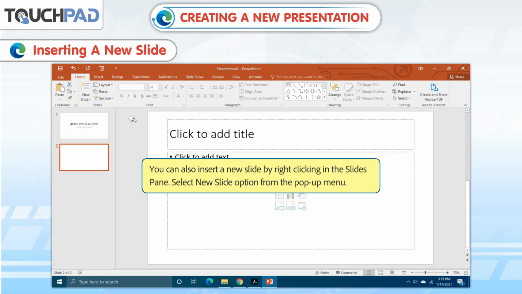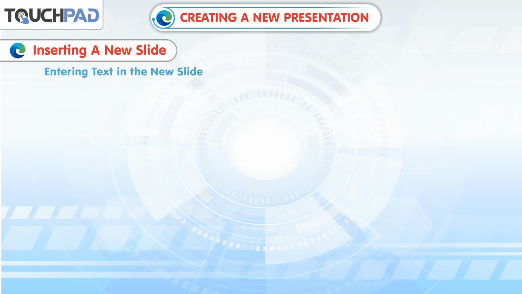You can also insert a new slide by right-clicking in the Slides pane. Select New Slide option from the pop-up menu. Entering text in the new slide.